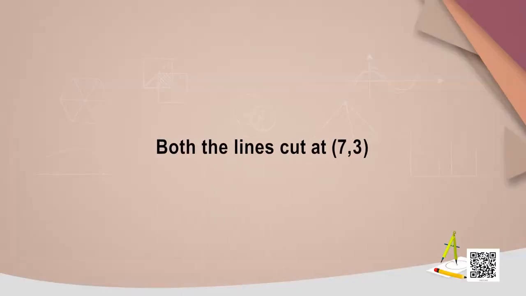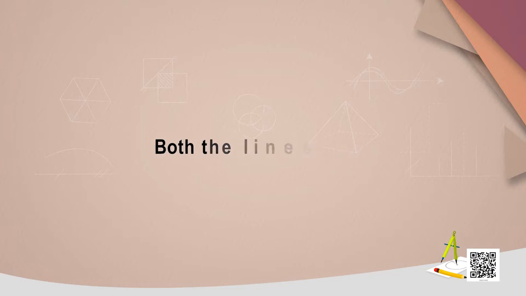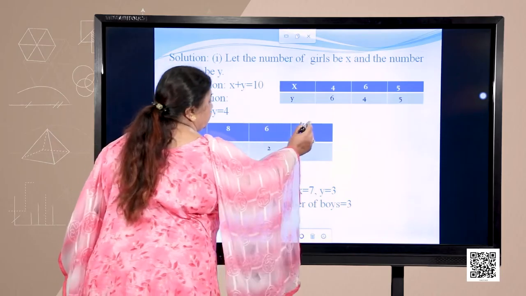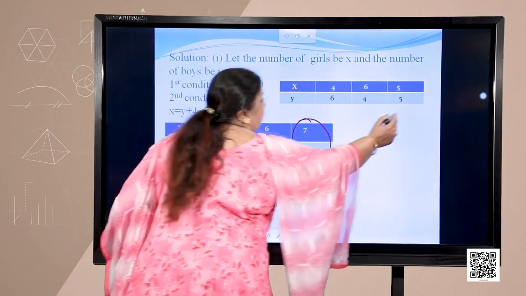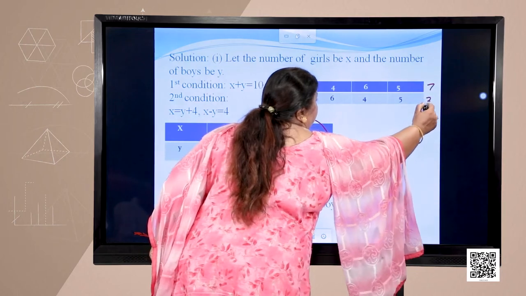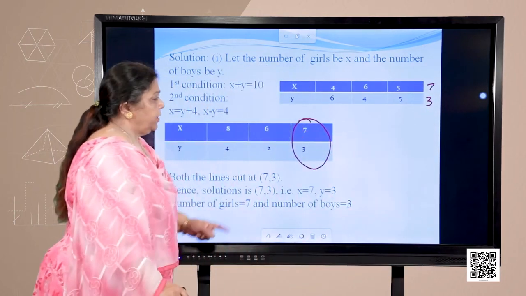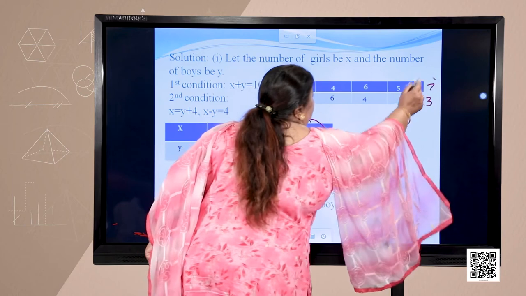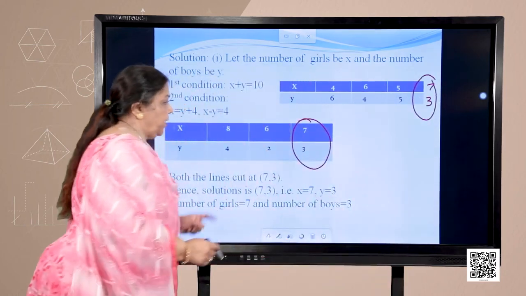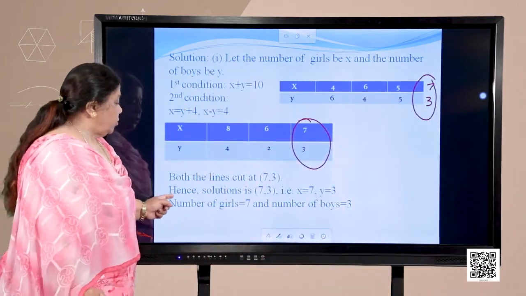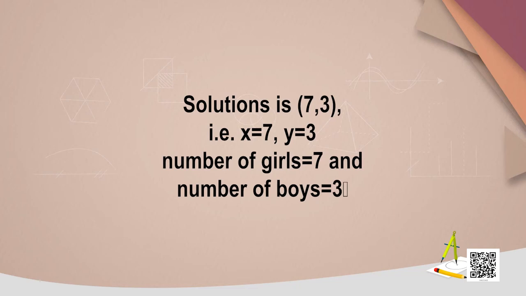So, both the lines are meeting at which point? 7, 3. Because if I take here 7, here the value of y will be 3. So, this is a common solution for the pair of equations. So, the solution is 7, 3, x is equal to 7 and y is equal to 3. Number of girls is 7 and number of boys is 3. Let us see the graph.